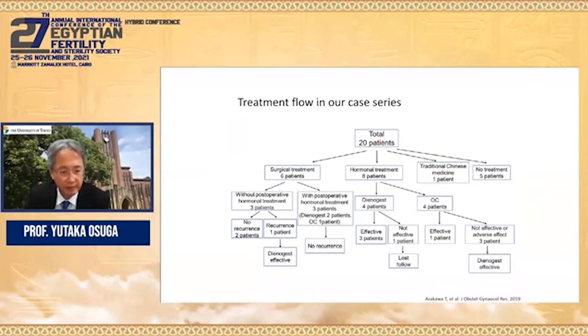Regarding medical treatment for inguinal endometriosis, only a few studies have been reported so far. In our case series, 8 out of 20 patients were treated with hormonal drugs. As a result, Dienogest was effective in 6 patients. Oral contraceptives seemed to be less effective. So you may try Dienogest when a patient is reluctant to undergo surgery.